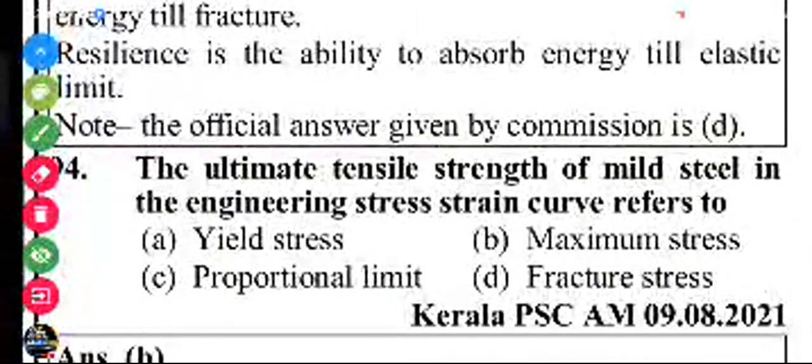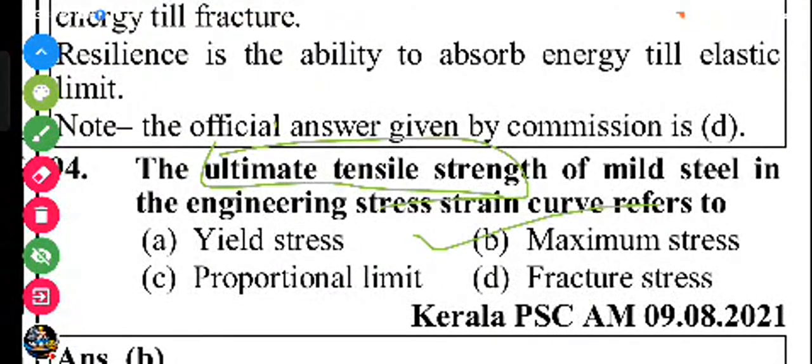Next question. The ultimate tensile strength of mild steel in the engineering stress strain curve refers to yield stress, maximum stress, proportional limit, or fracture stress. Ultimate tensile stress is the maximum stress. This is the ultimate stress and the maximum stress point. Okay.